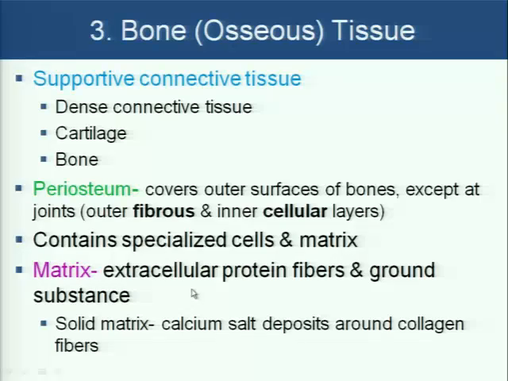The matrix in bone is very solid, right? If we look at the matrix in, say, blood, it's very fluid. But this is your protein fiber. The main one is going to be collagen. And our ground substance, calcium salts.